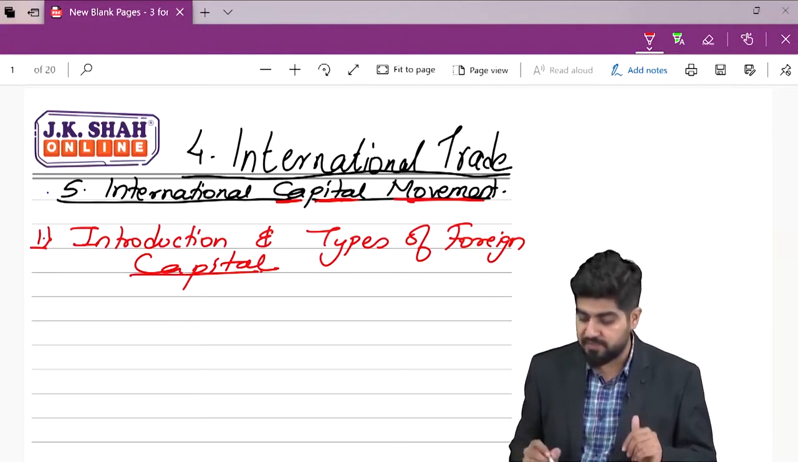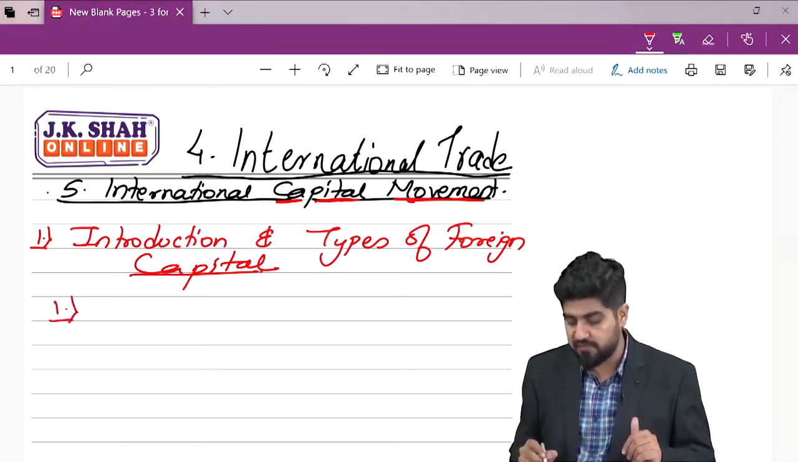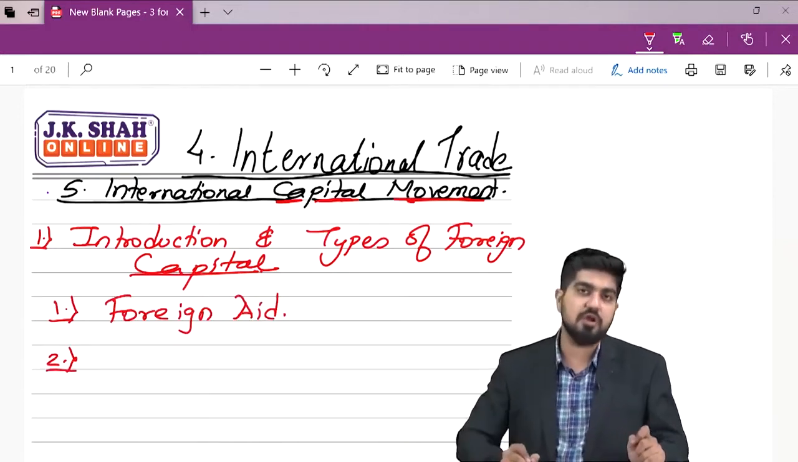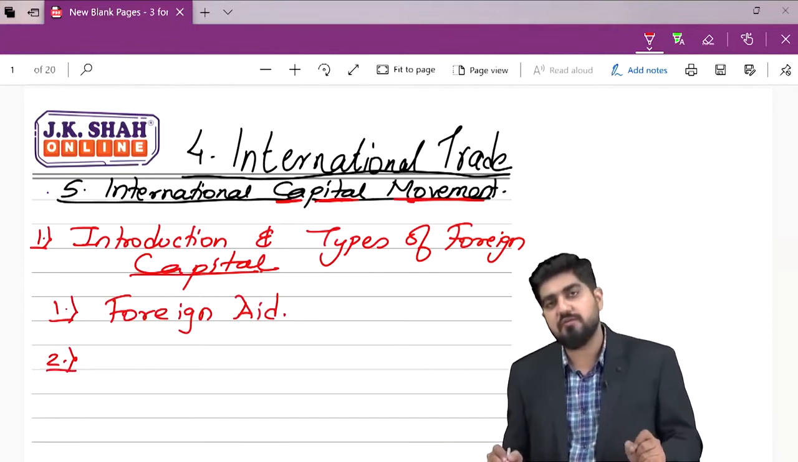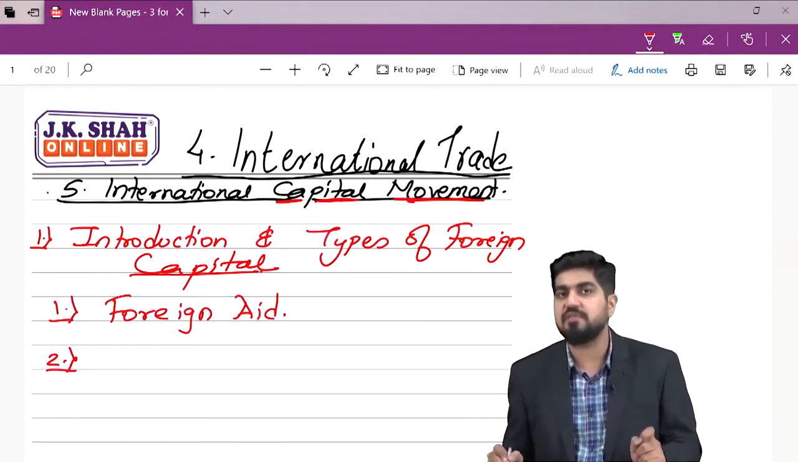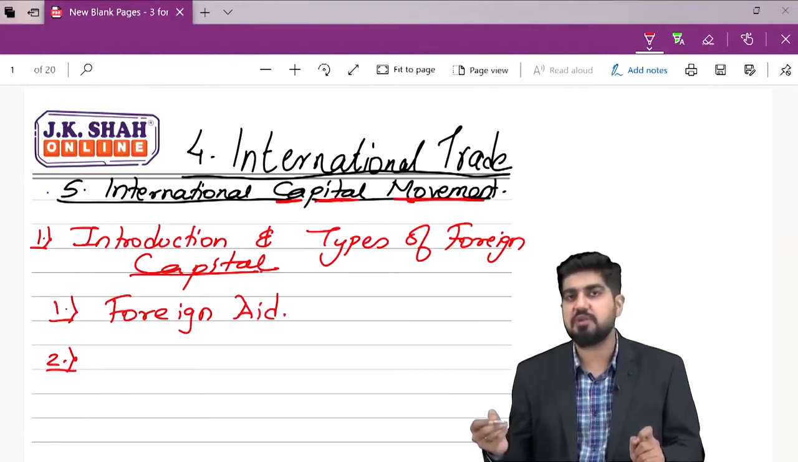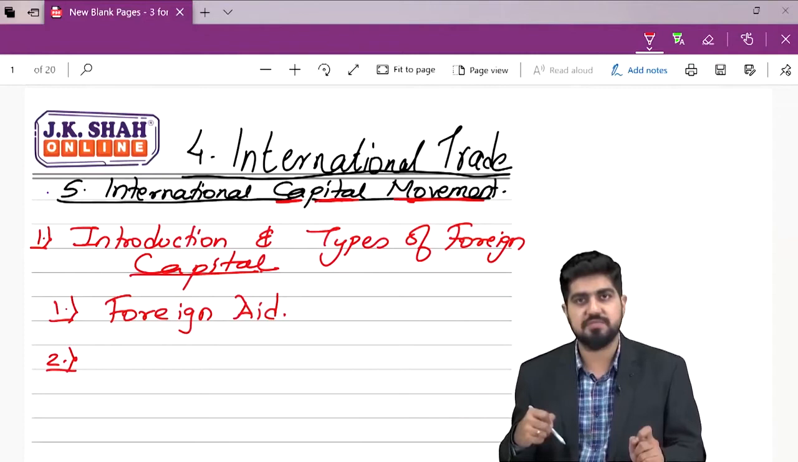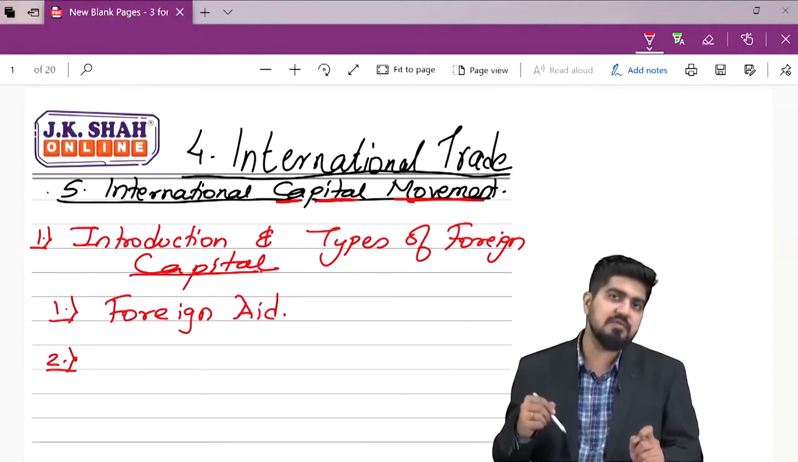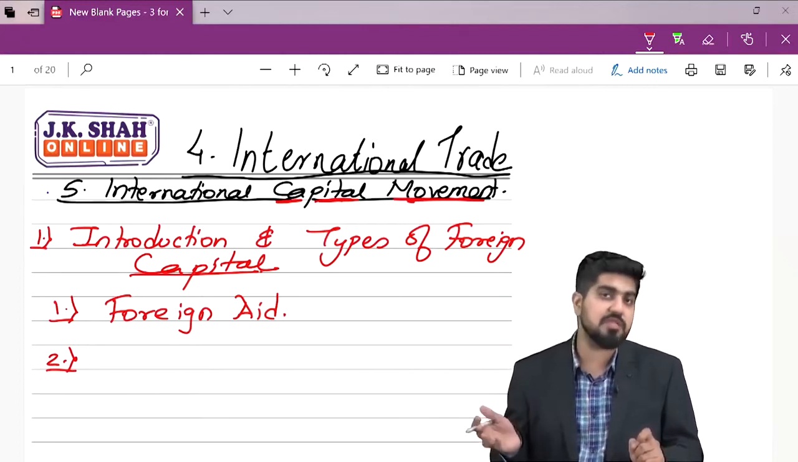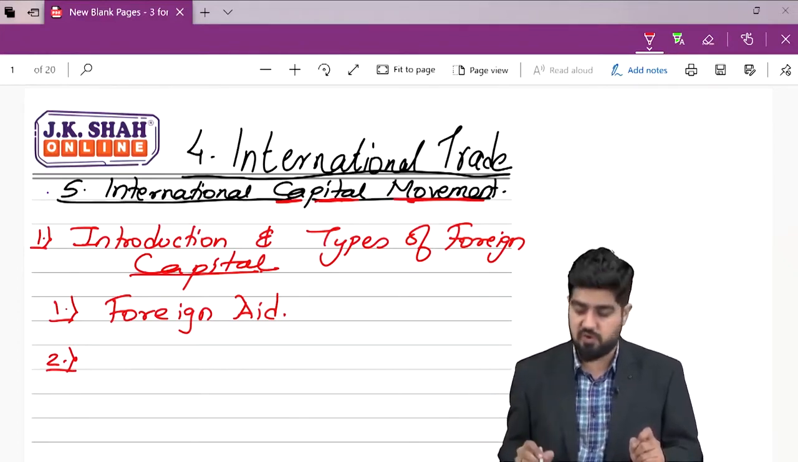For example, number 1, we can have foreign aid. Now, what do you mean by foreign aid? It is nothing but foreign help, foreign grant, foreign gift. If some country is giving any gift, any kind of unilateral receipt to us, similarly, if we are giving any amount to any other country of the world, which we are not expecting them to return to us, it will be called as foreign aid.